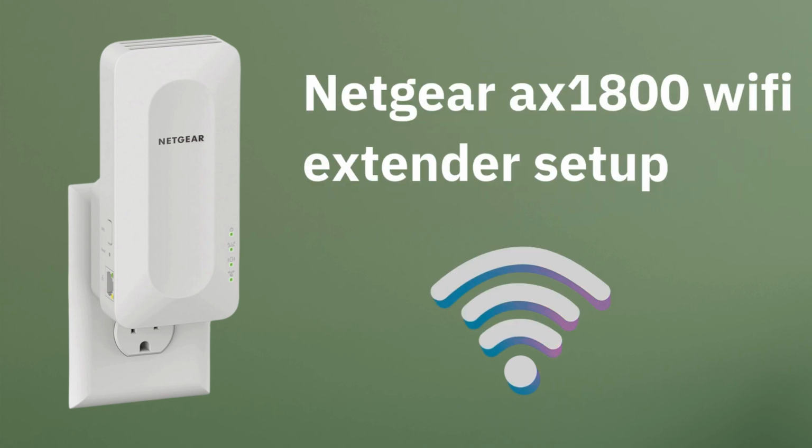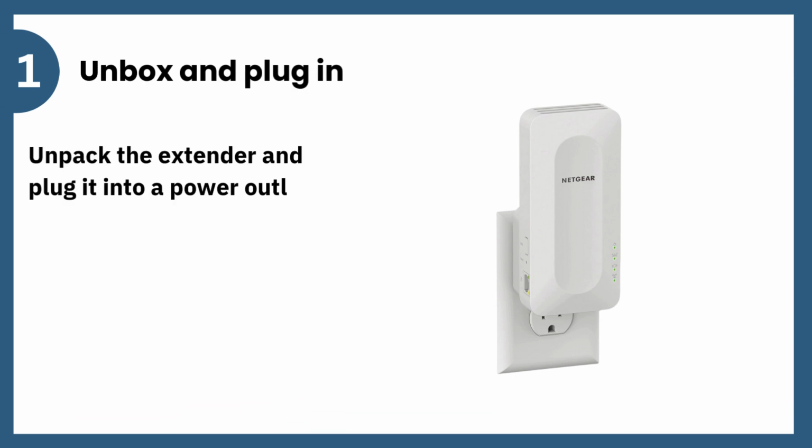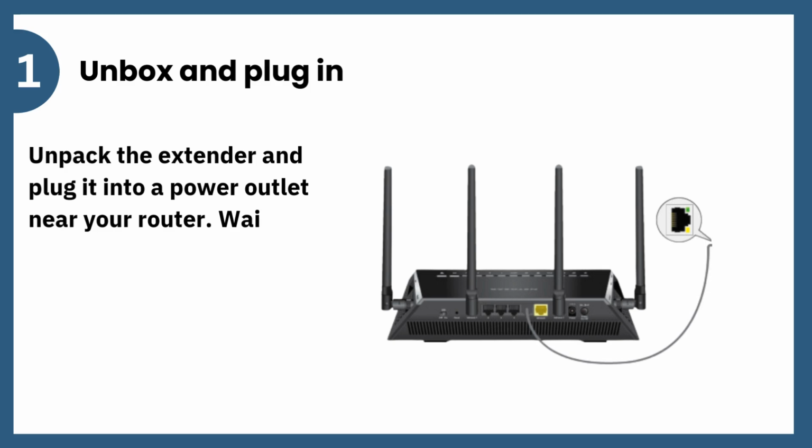Netgear AX1800 Wi-Fi Extender Setup. 1. Unbox and plug in. Unpack the extender and plug it into a power outlet near your router. Wait for the power LED to turn solid.